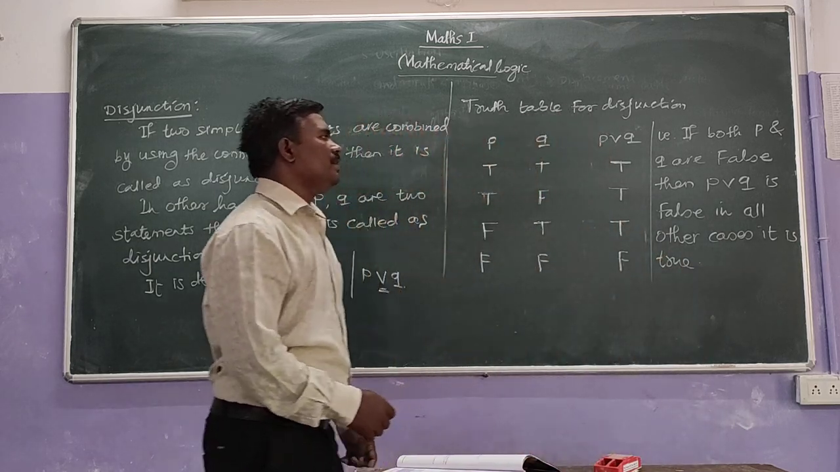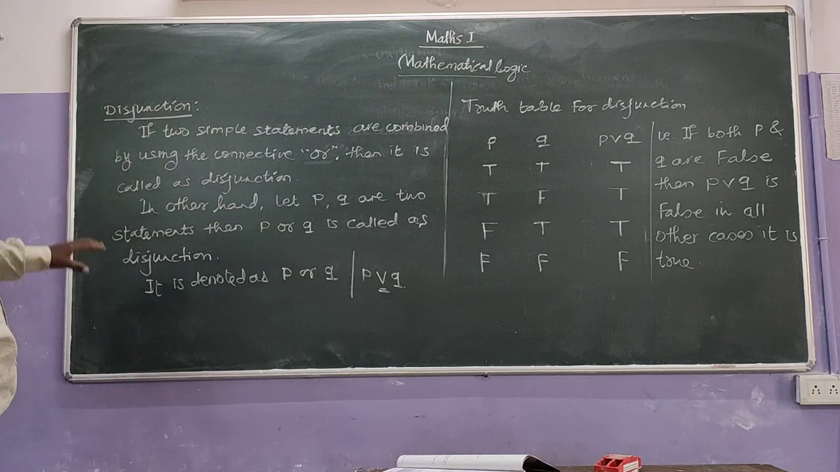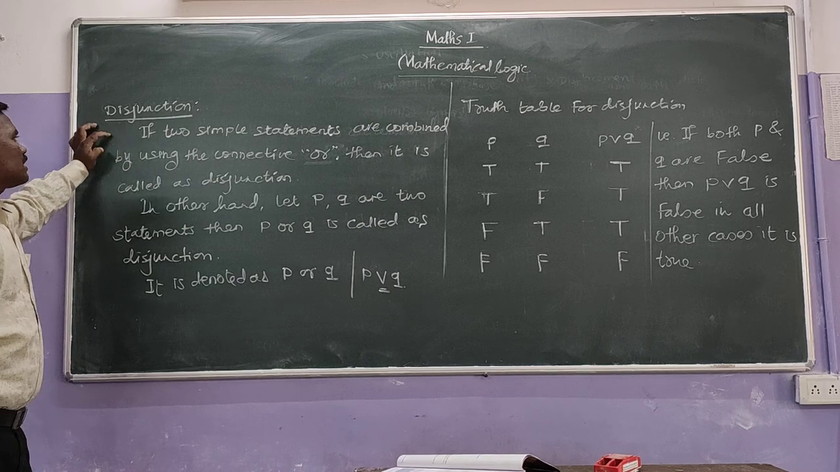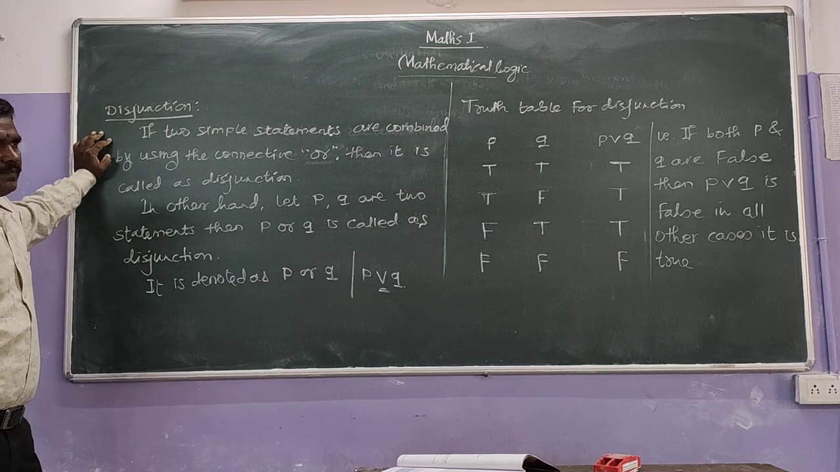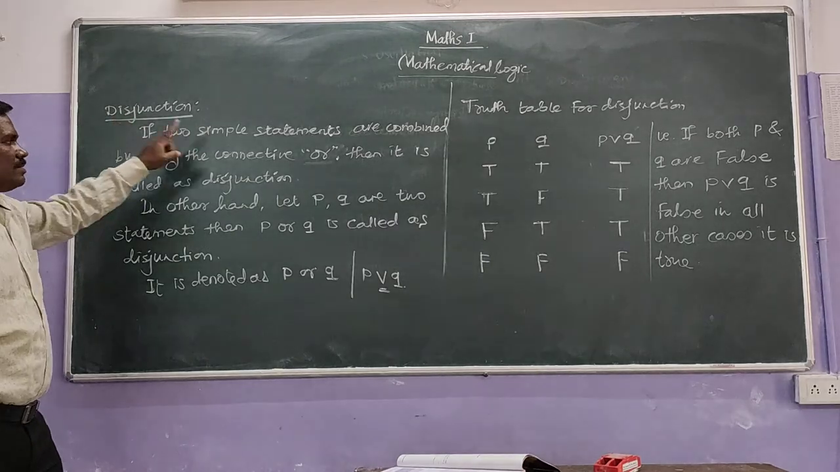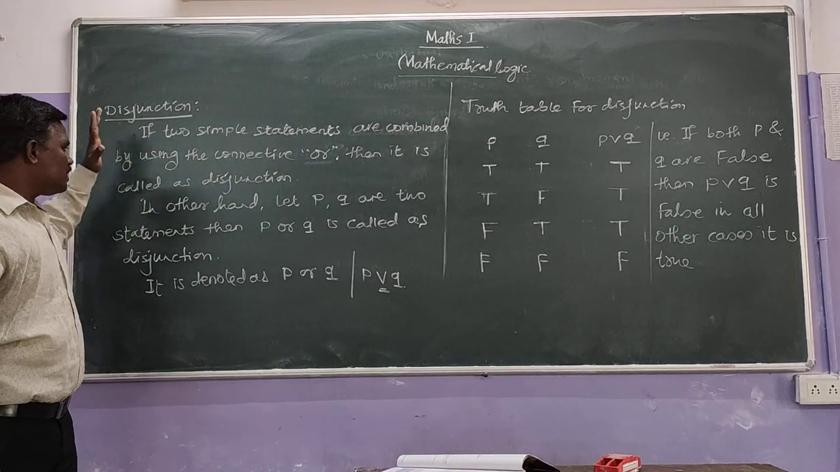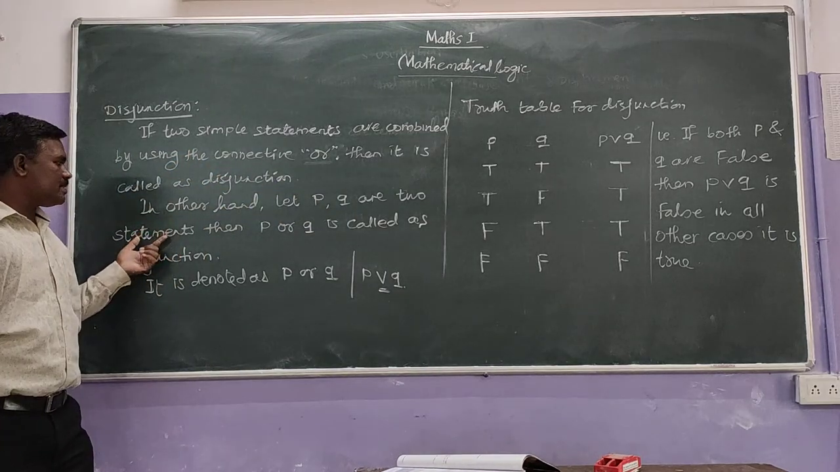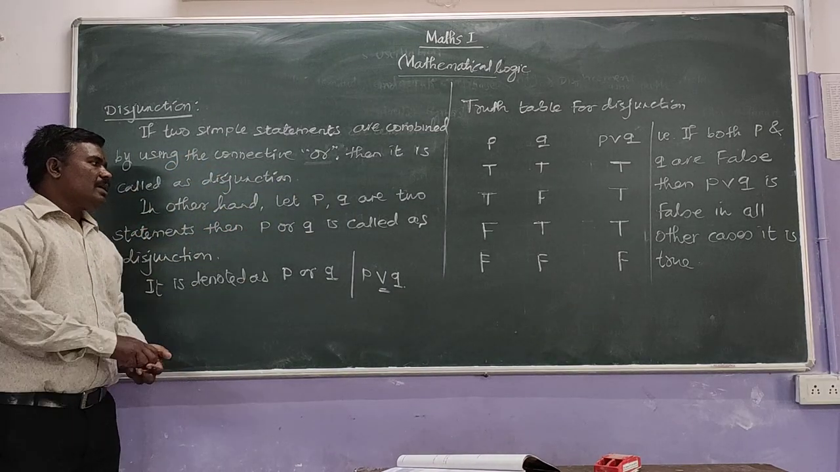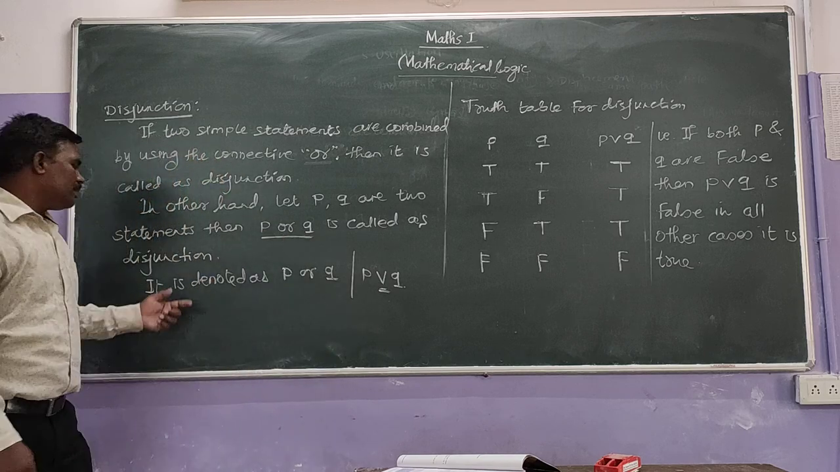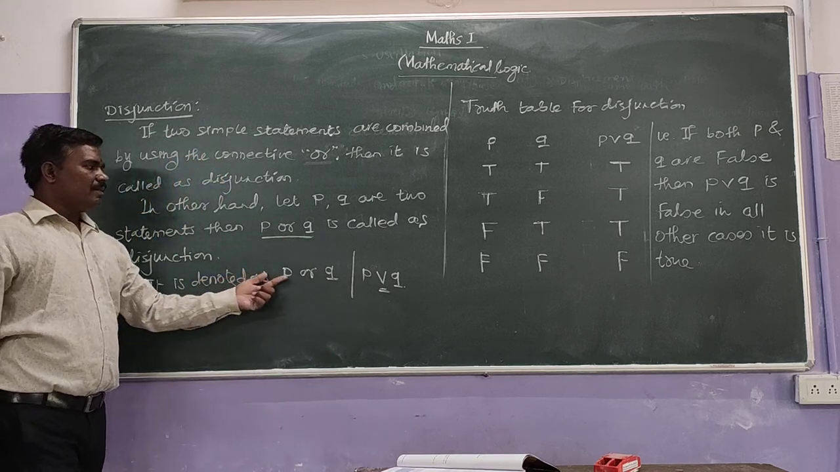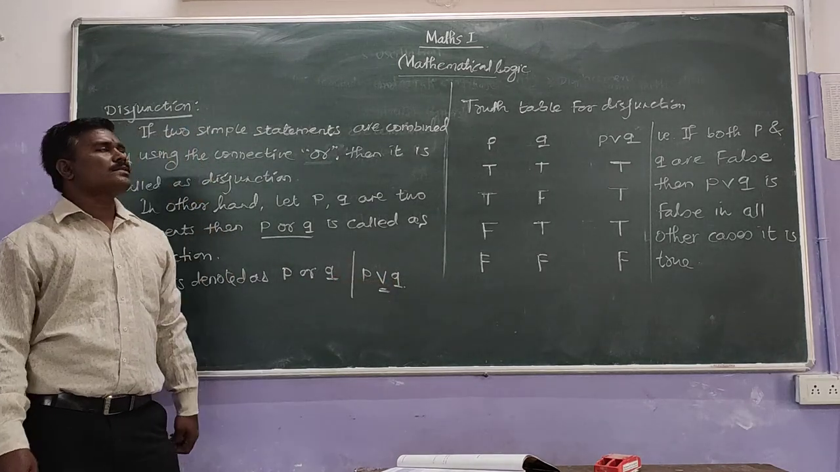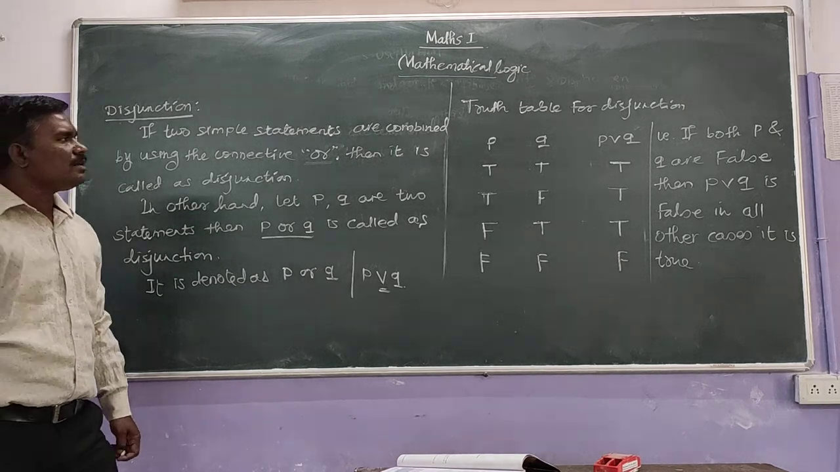See here again the definition of the disjunction: if two simple statements are combined using the connective or, then it is called the disjunction. In other words, suppose that P and Q are the two simple statements, then P or Q is called the disjunction. It is denoted by P or Q or simply P disjunction Q. Next, that is the truth table for the disjunction.